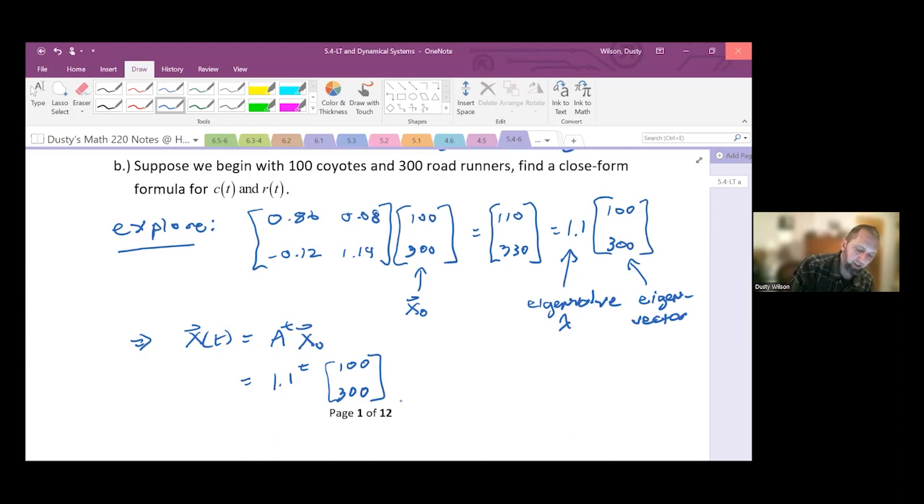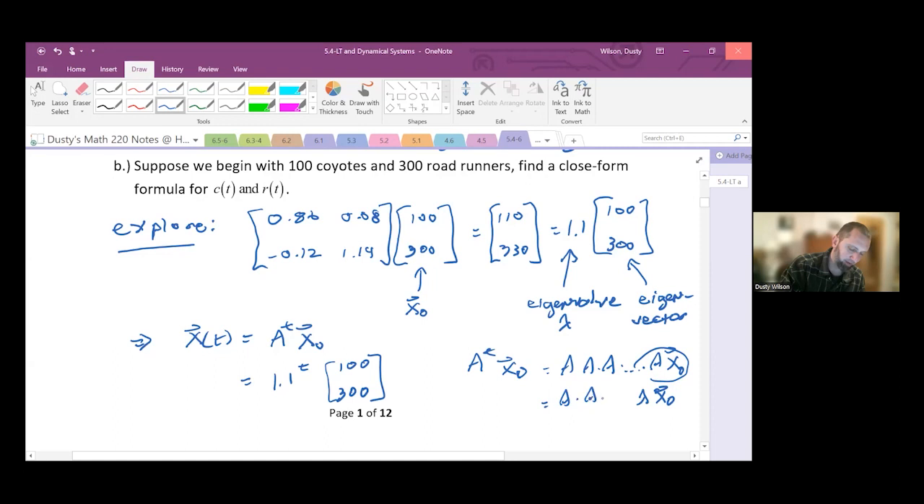So if we said A to the t times x naught, this would be like saying A times A times A times and so on, times A, t times, times x naught. This first one, because x naught is an eigenvector, would be lambda times x naught. And then you hit the next A. So then this would be equal to A times and so on times A. Now there's t minus one of them. The lambda is just a constant. So you're going to get A times and so on times A.